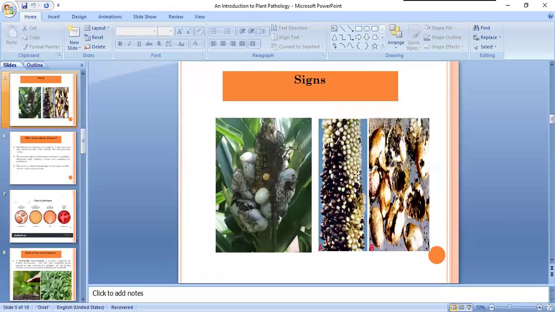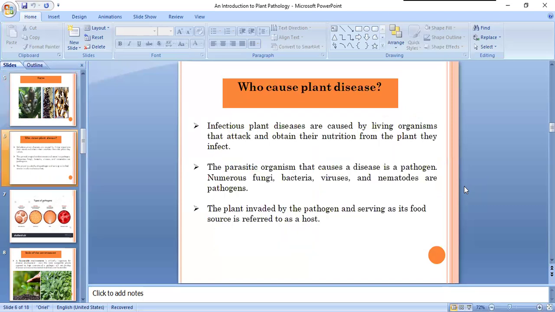These are the signs. Here you can see the jowar, bajra, and groundnut seeds and ears. Here, ergot of bajra, these black powders are nothing but signs of the disease. And on the basis of these symptoms and signs, we can identify the disease.